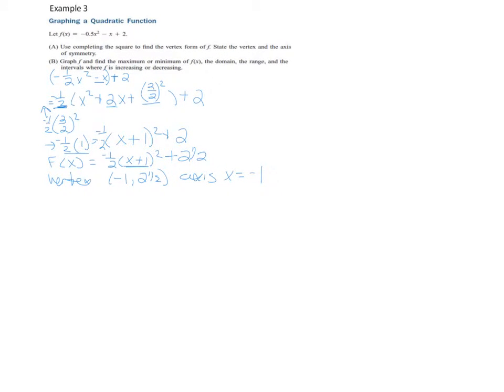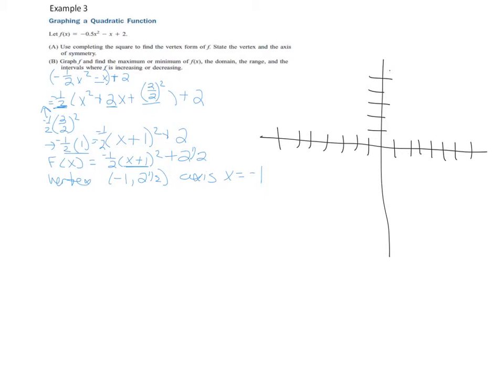Okay, so when I graph this, I'll set up the grid. If I do just the parent one, which is going to be x squared, so x squared is here, and 2 and 4, 2 and 4, so this is my parent function.